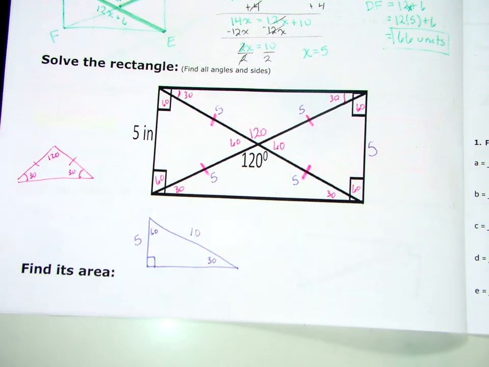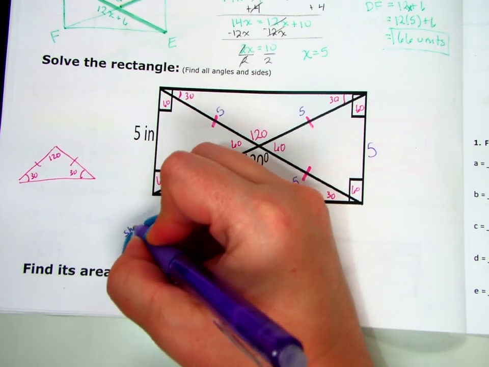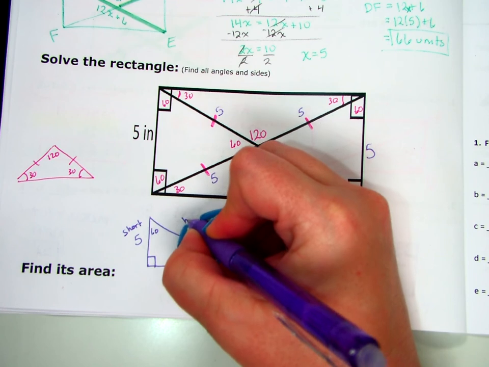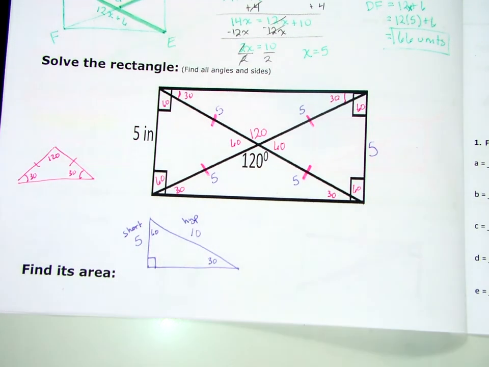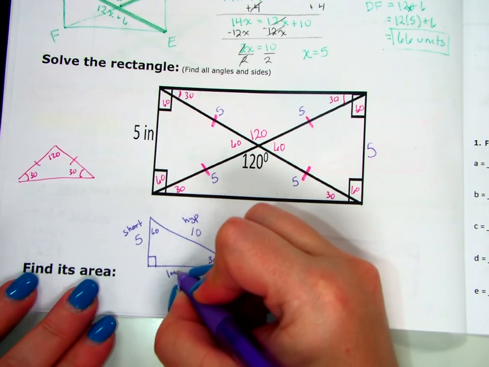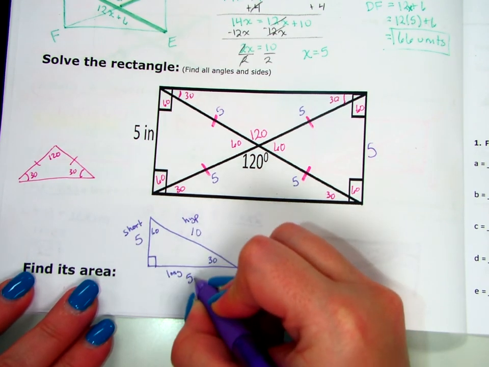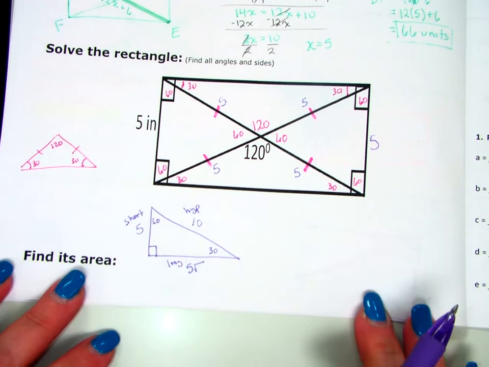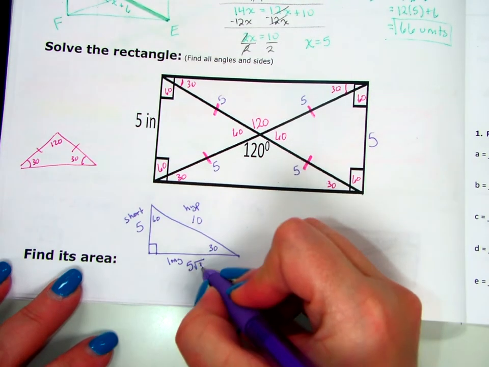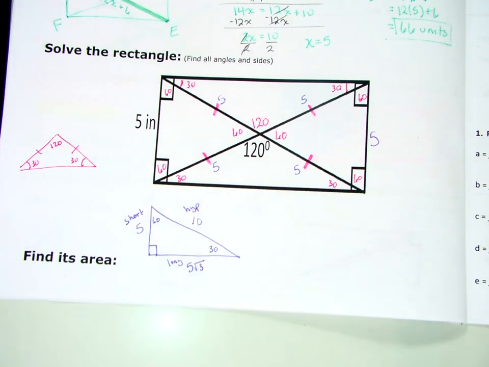Because I don't want to get my calculator out because I'm lazy, I'm going to use special rights, because I know in a special right I've got a short leg, which I double to get my hypotenuse, right? 5 times 2 is 10. And then I know my long leg is just that short leg times the square root of, is it 2 or 3 for a 30, 60, 90? 3. 45, 45, 90 is your 2. 30, 60, 90 is your square root of 3.